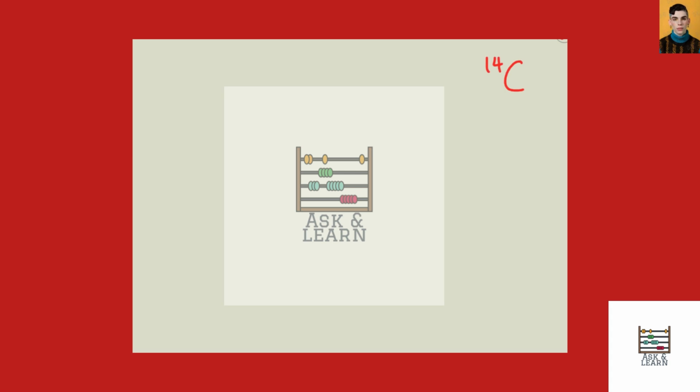Now, in this case, we're looking at the reverse. We know that when a plant is living, there are 13.6 counts per minute of decay. The question being, if the sample is 15,000 years old, how many counts per minute will be observed instead?